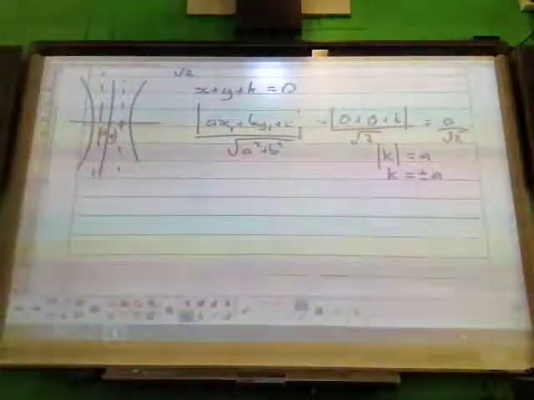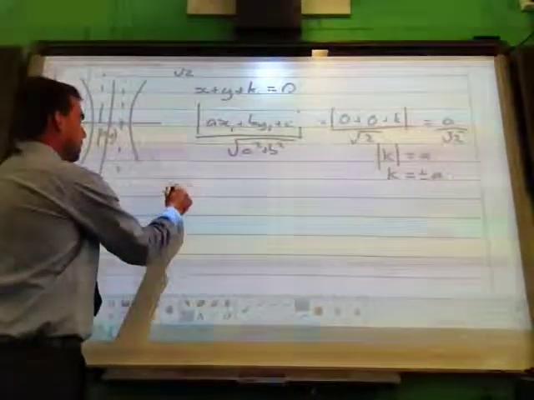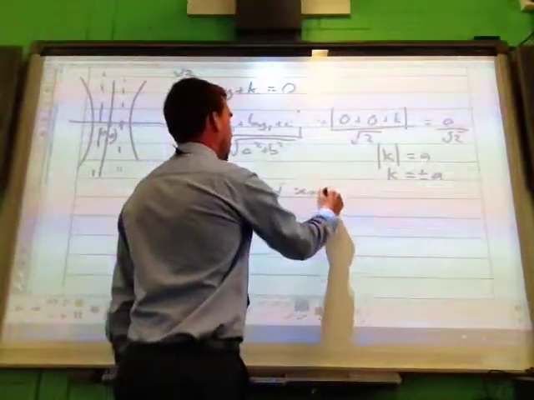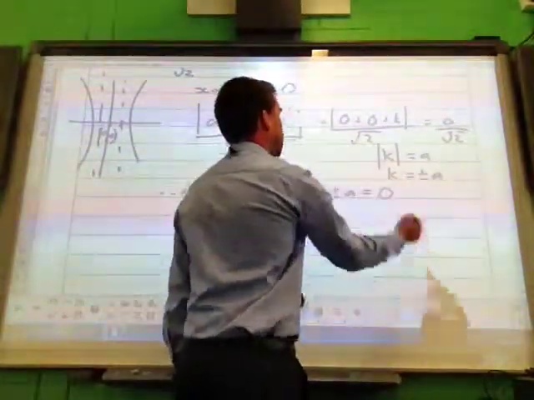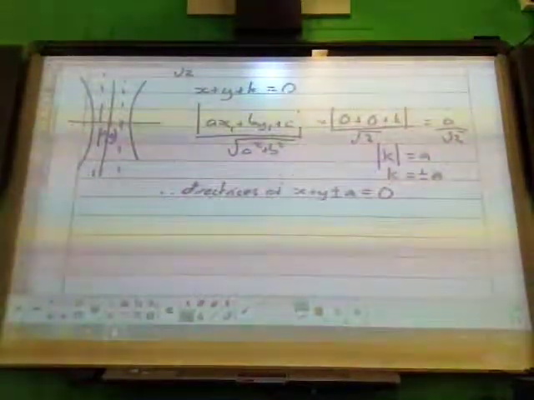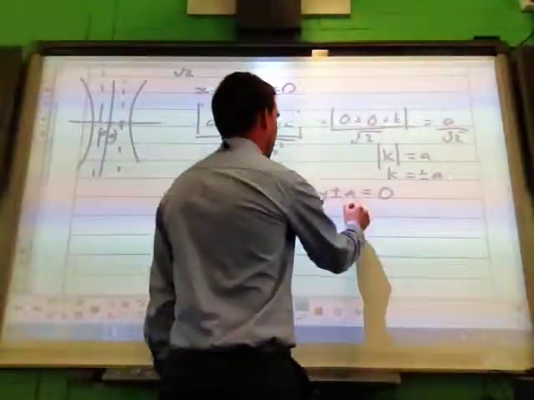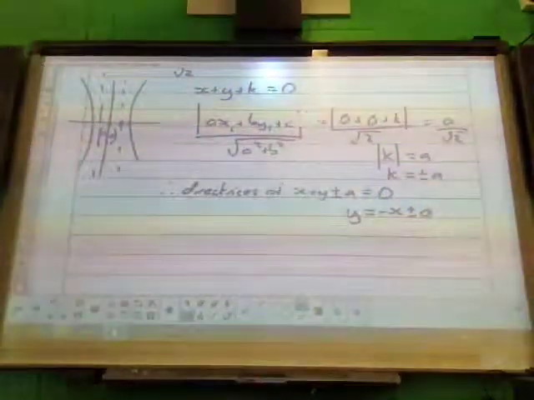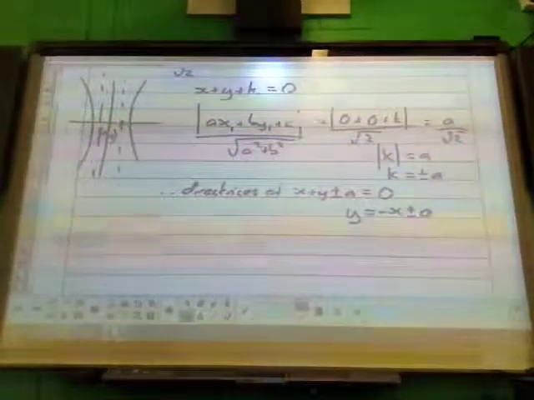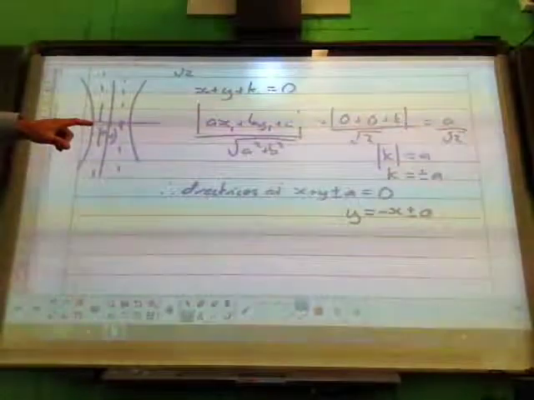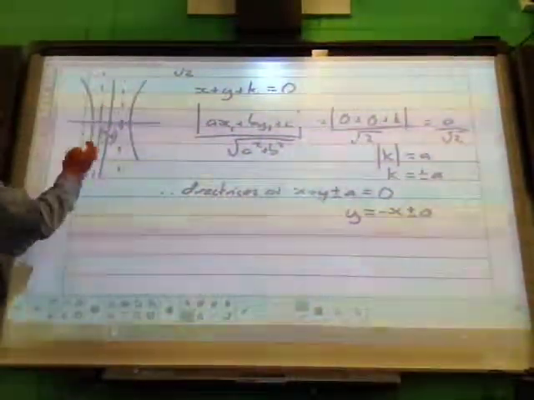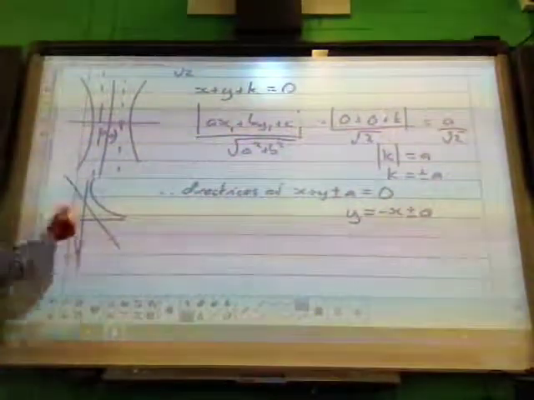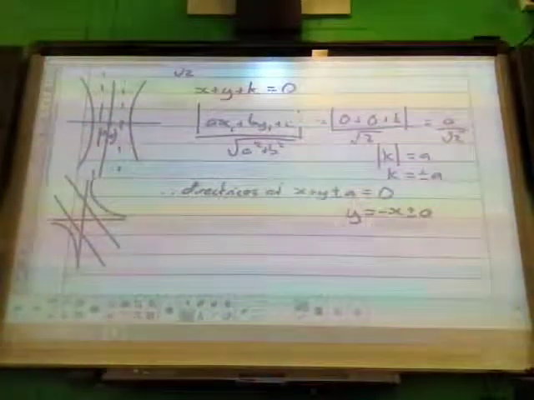So in other words, k is plus or minus A. It makes sense because I have two directrices. Therefore, directrices at x plus y plus or minus A is equal to 0. Y equals negative x plus or minus A. Okay, and that makes sense because what's the gradient from that equation? Negative 1. So if I transpose 45 degrees that way, both your directrices are going to be the negative 1 gradient going that way.